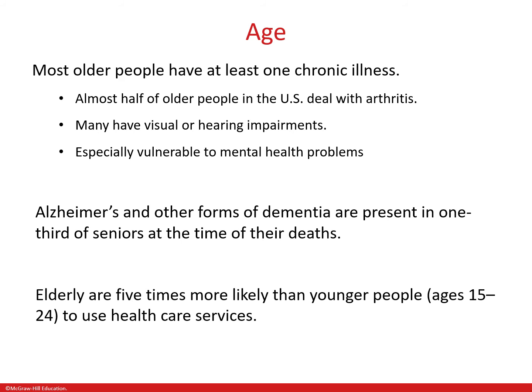Older people in the U.S. have at least one chronic illness. Older people are troubled with conditions that affect quality of life and daily living. For example, almost half have arthritis. Visual and hearing impairments are also an issue that many have. And again, they're especially vulnerable to mental health problems.